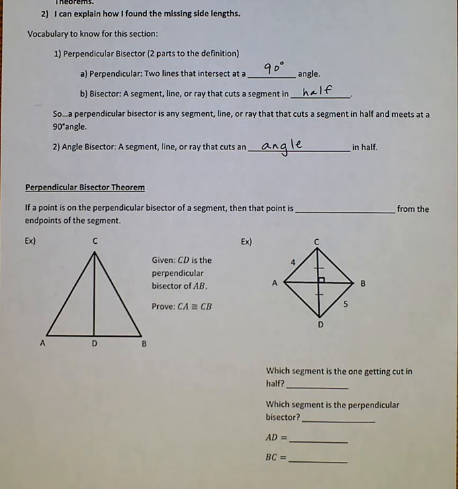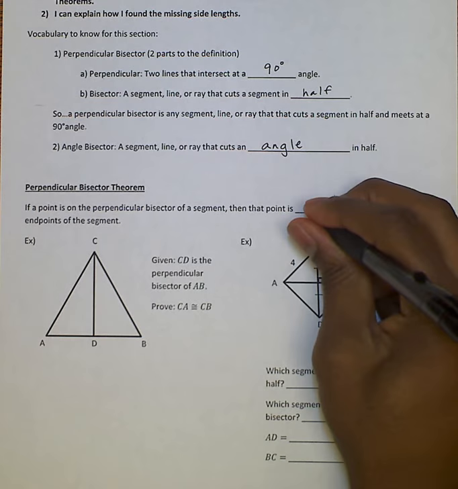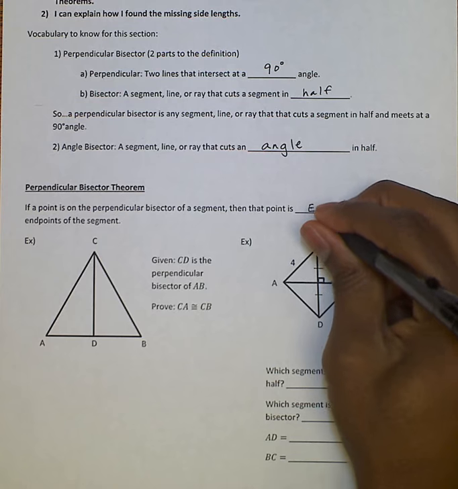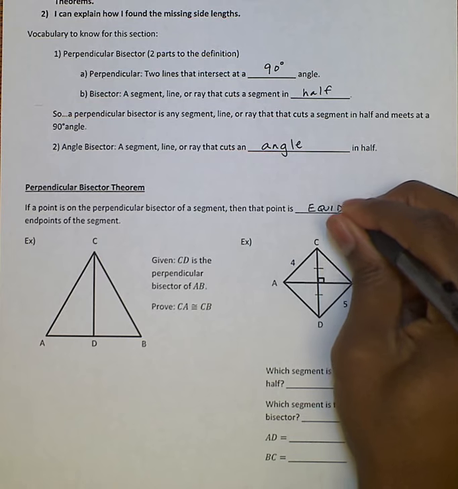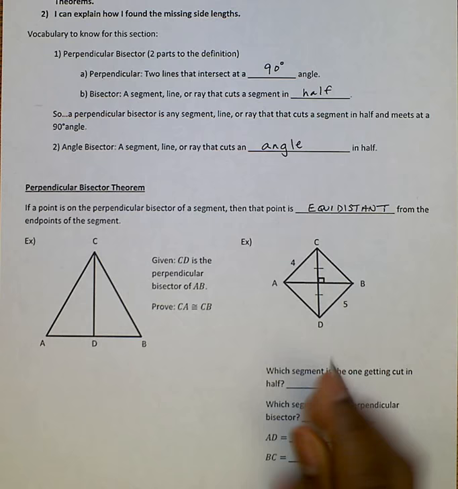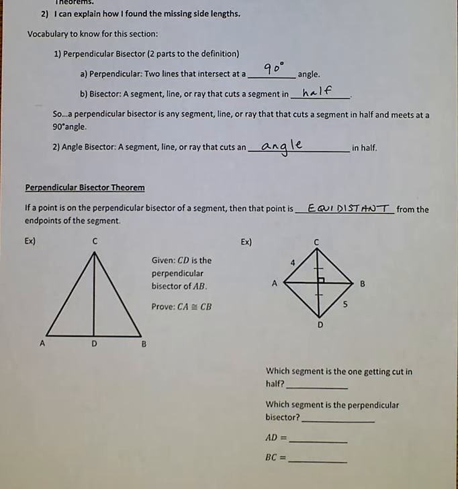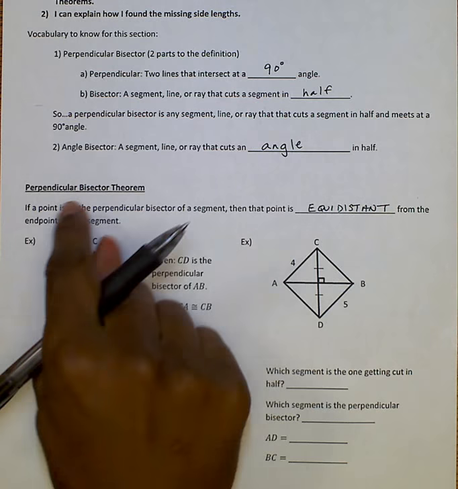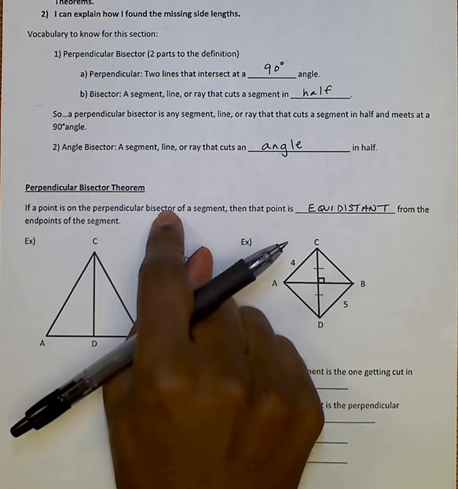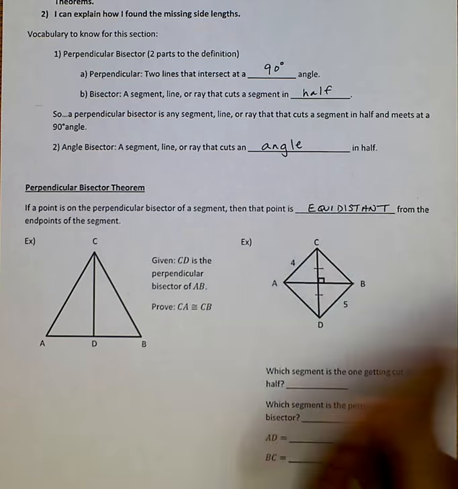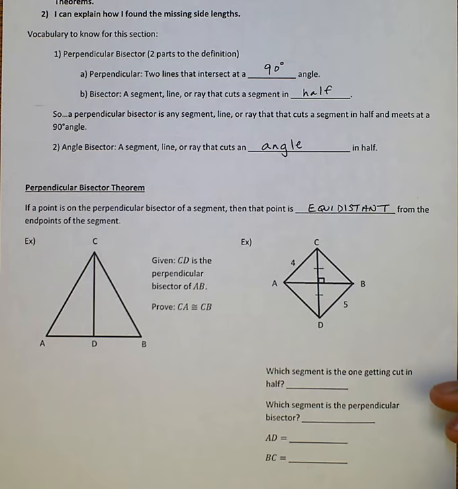Okay, so now let's jump into the perpendicular bisector theorem. The perpendicular bisector theorem says if a point is on the perpendicular bisector of a segment, then that point is equidistant. Equidistant is kind of an easy word. Equal distance from the endpoints of a segment. Okay, and that makes sense since perpendicular bisector means it's a bisector, so it's in half. We'll look at some examples here to show why it makes sense.